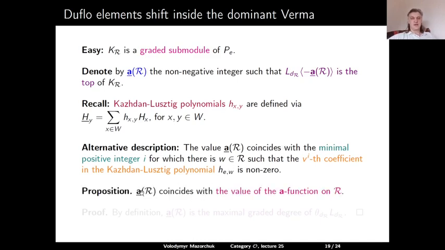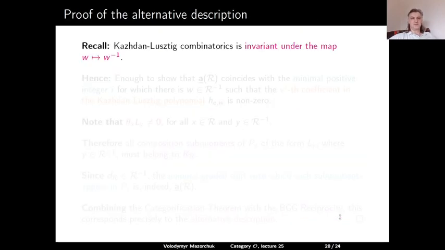But before that, here is a relation between a-underline and a. So a-underline of R coincides with the value of the a-function on R. Since P_{d_R} is equal to theta_{d_R} applied to K_R, it follows that a-underline of R is the maximal possible degree shift when we apply theta_{d_R} to L_{d_R}. So therefore, it is given by the a-function. So let us prove the alternative description.